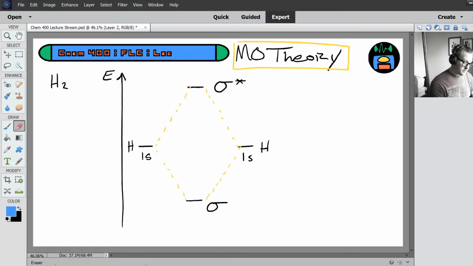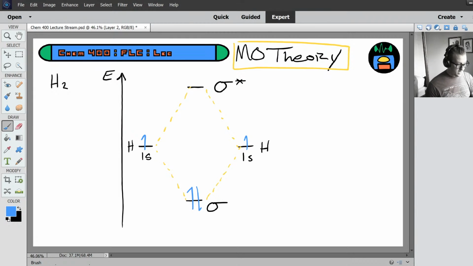Now, hydrogen has one electron in its 1s orbital. All right. And now when we mix our 1s orbitals together, we have to house these two electrons in the molecular orbitals that we made. And as we know, electrons always select the lowest energy orbital possible. So both of these electrons are going to occupy the sigma bonding orbital because it's lowest in energy.